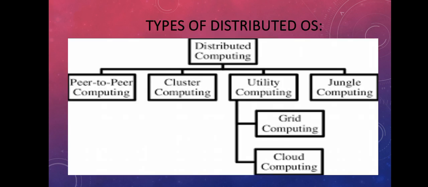Well, this is the structure of a distributed OS, which includes peer-to-peer computing, cluster computing, utility computing, and jungle computing, in which utility computing is divided further into grid computing and cloud computing.